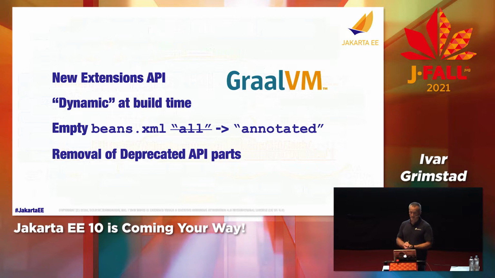Also changing the beans.xml behavior. If you have an empty beans.xml today, that means discovery mode is all. Now it will be annotated, which is a good thing, I think. And also removal of some deprecated API parts. This has been deprecated for a while, so now it's been removed. That's why it's a major update as well.